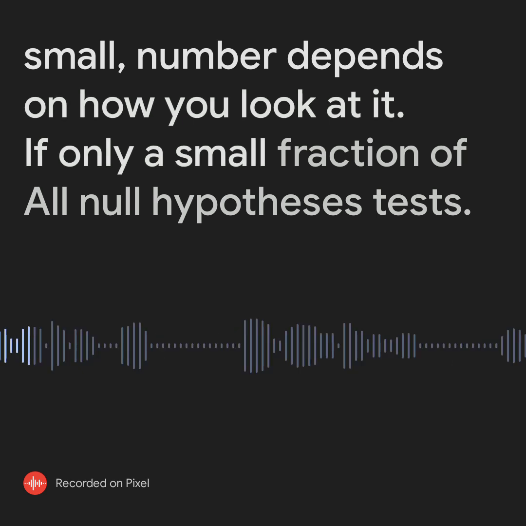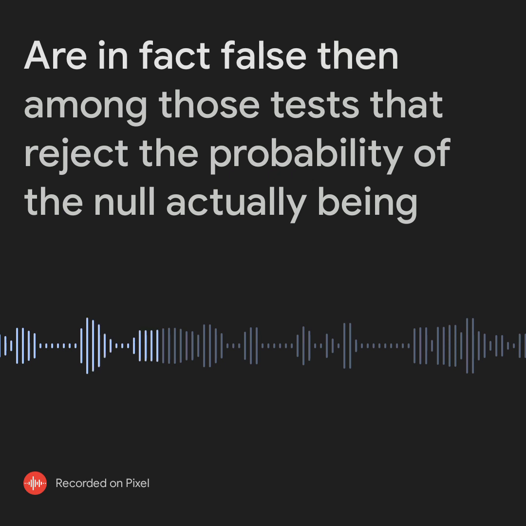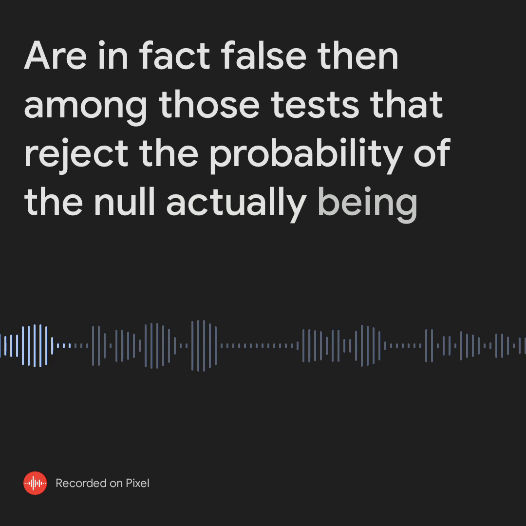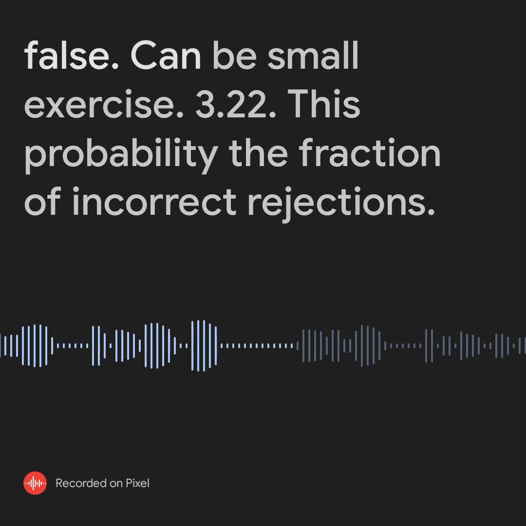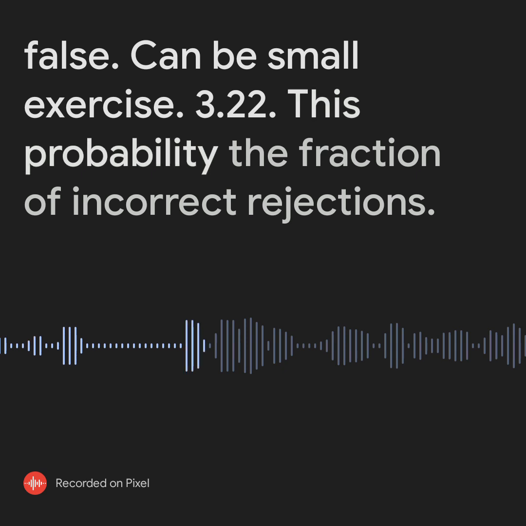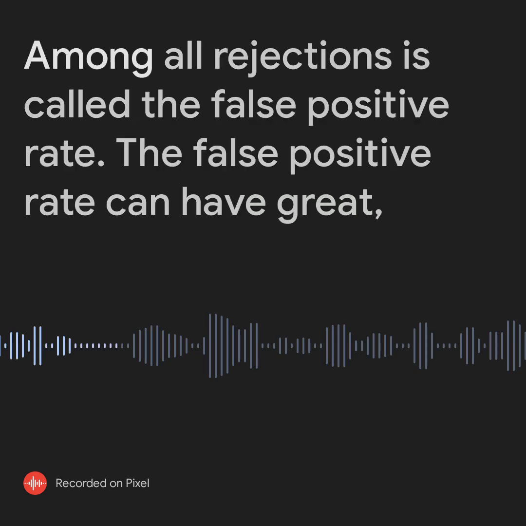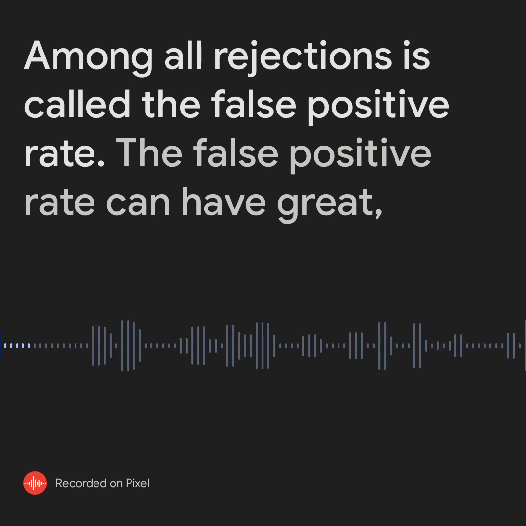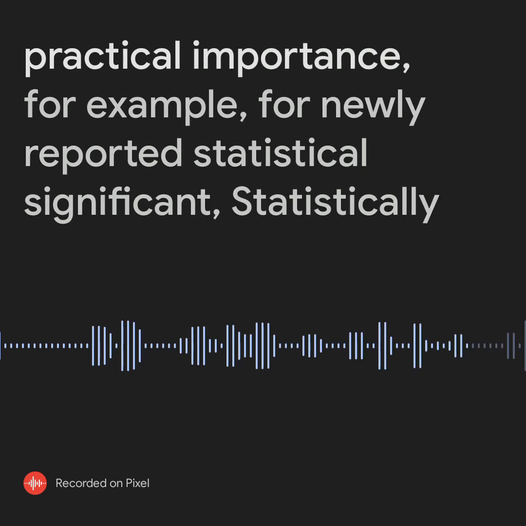If only a small fraction of all null hypotheses tested are in fact false, then among those tests that reject, the probability of the null actually being false can be small. Exercise 3.22. This probability, the fraction of incorrect rejections among all rejections, is called the false positive rate. The false positive rate can have great practical importance.